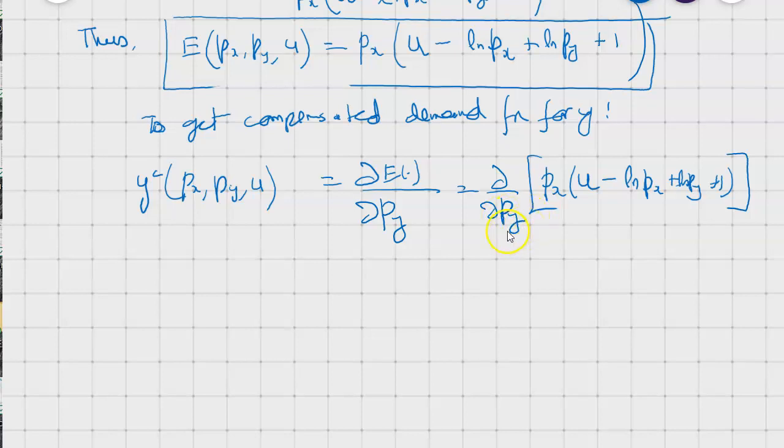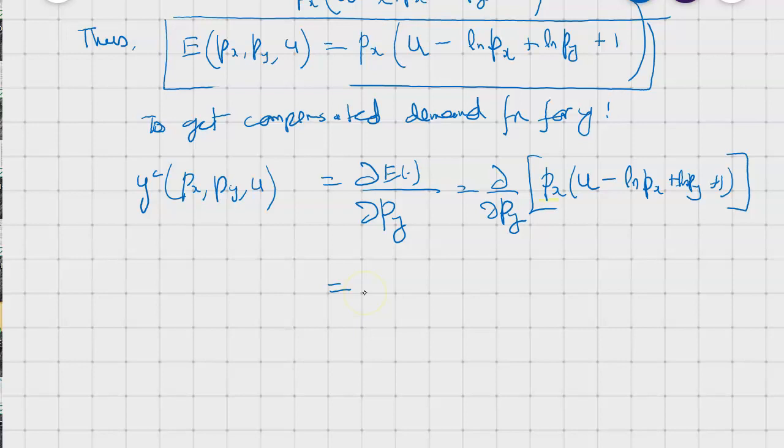And now notice what's going to happen. Here we have a px times u. This will go away to 0. And we have a px times ln px. That will also go away. Then we'll have a px times plus log py. And now here we have a py. So this will essentially be px divided by py, because the derivative of log py with respect to y is 1 over y. And then this will again be 0.